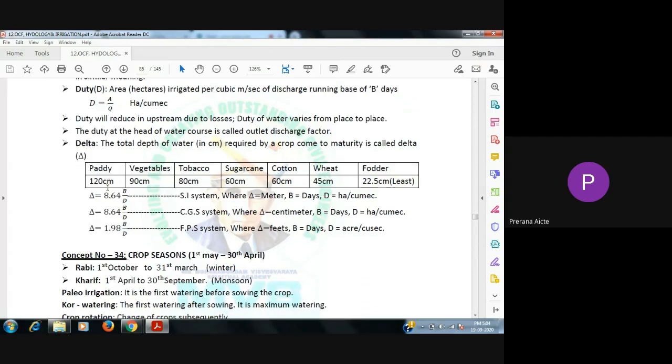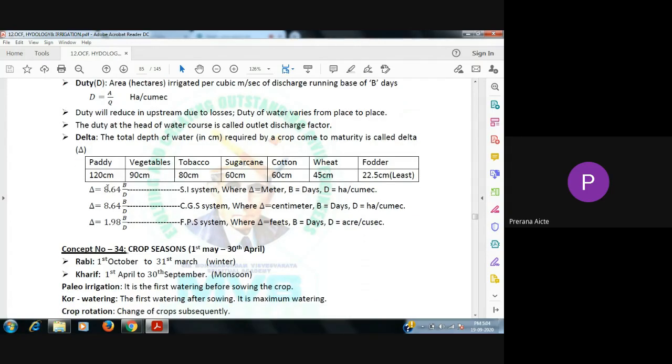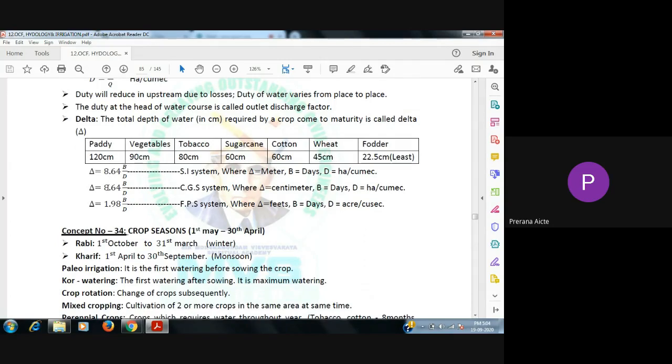Then delta is the total depth of irrigation water, in centimeters or millimeters, required by a crop to come to maturity. It is called delta. For paddy it is 120 centimeters or 1,200 mm. Vegetables 90 centimeters, tobacco 80 centimeters. Only paddy requires more delta. Sugarcane is 600 mm, cotton is 600, wheat is 45 centimeters.